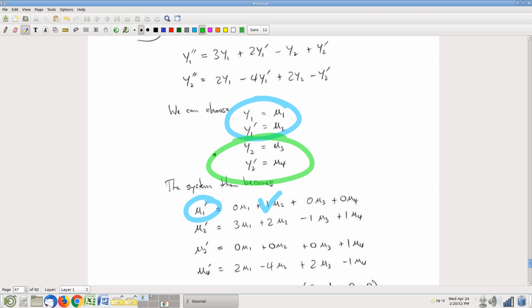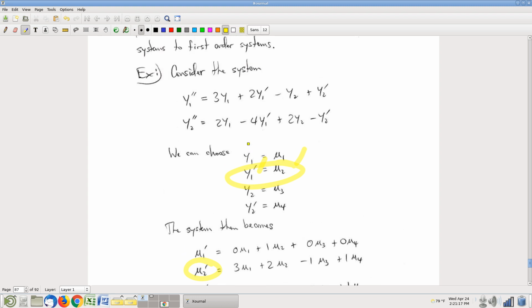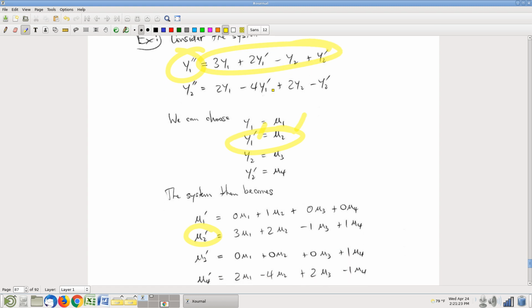Likewise, these two equations tell me that u3 prime is u4. What about these other derivatives? What is u2 prime? Here's u2, I need to take a derivative of both sides there. Notice that u2 prime is y1 double prime, and y1 double prime is right there. Namely that, and that goes there.